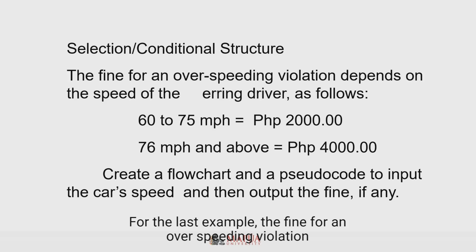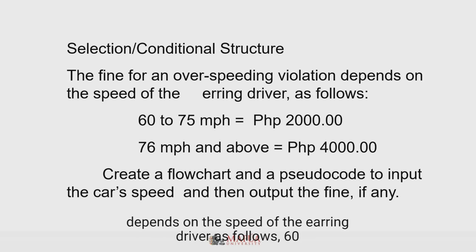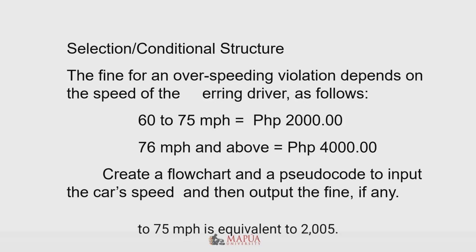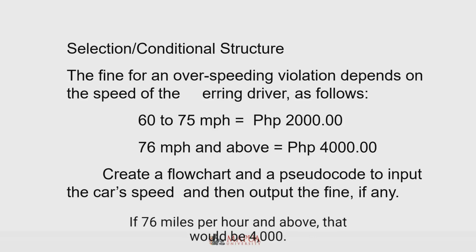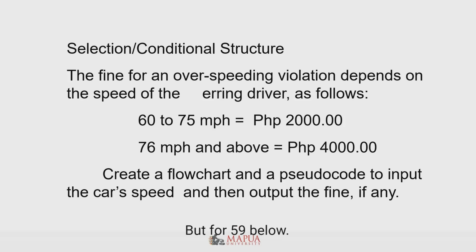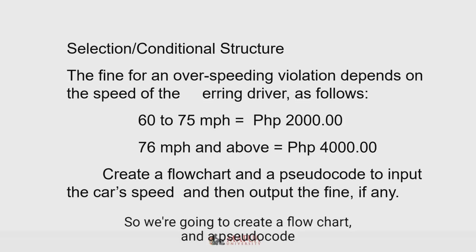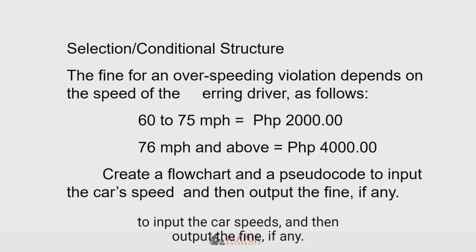For the last example, the fine for an overspeeding violation depends on the speed of the erring driver as follows. 60 to 75 mph is equivalent to 2,000 of fine. If 76 miles per hour and above, that would be 4,000. But for 59 below, there's no fine at all. So we're going to create a flowchart and a pseudocode to input the car speeds and then output the fine, if any.